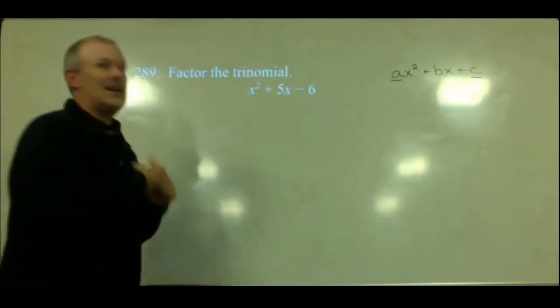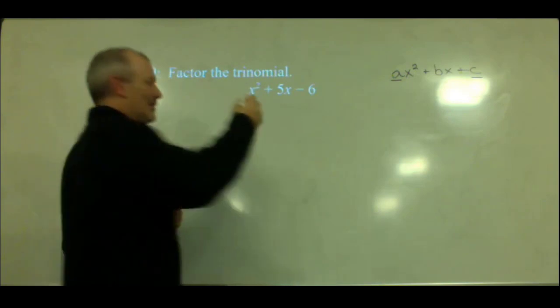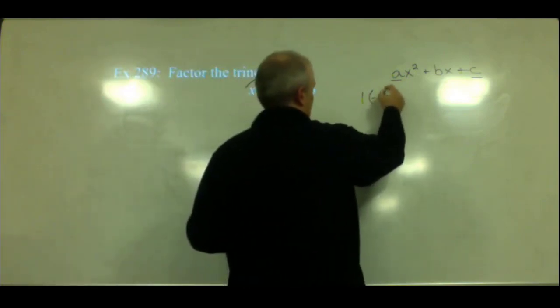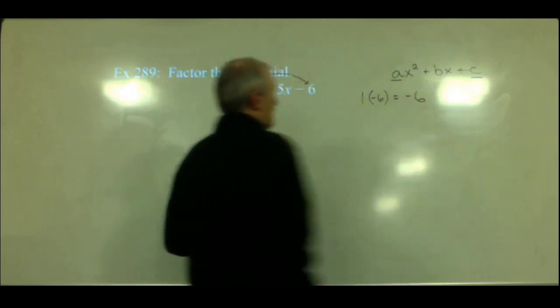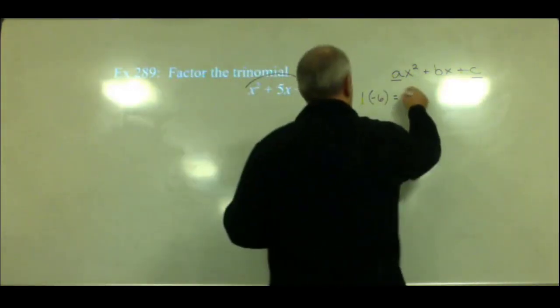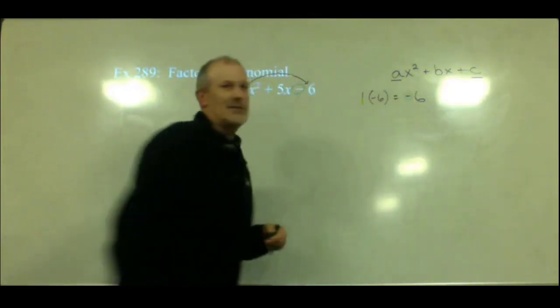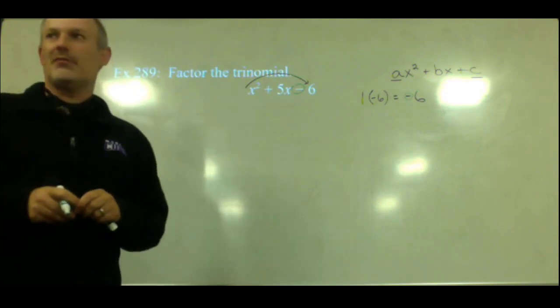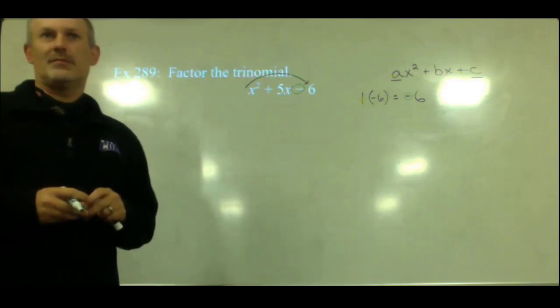All right, so once again, A times C. 1 times negative 6, which equals negative 6. The fact that this is negative is the first thing we want to look at. What does that tell us about the signs of the numbers that we're going to be looking for?